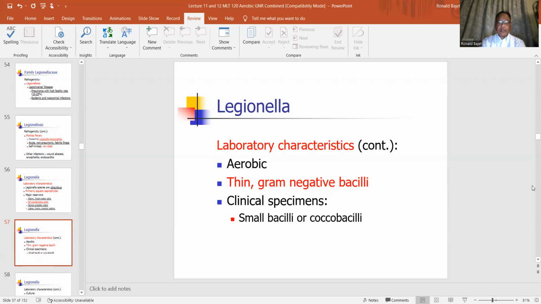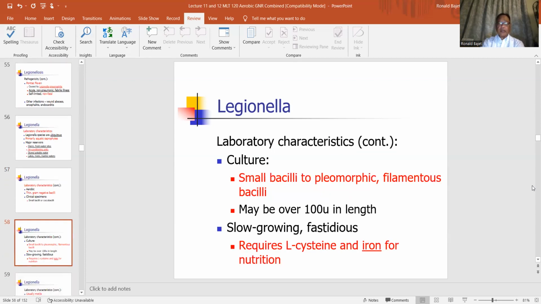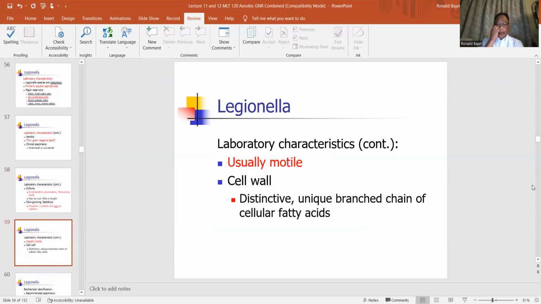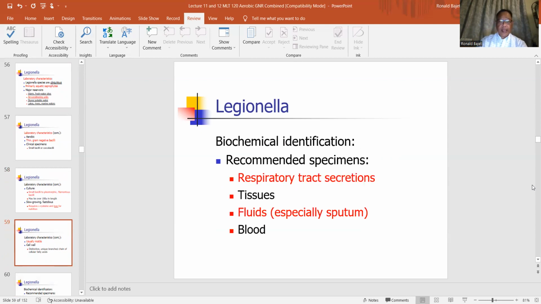Legionella can also be small bacilli, coccobacilli. Very, very difficult to see. These are pleomorphic filamentous rods, up to 100 micrometers in length, and it's fastidious, meaning that it has special nutritional requirements. It requires L-cysteine and iron for nutrition. It's usually motile. The cell wall has a distinctly unique branched chain of cellular fatty acids.